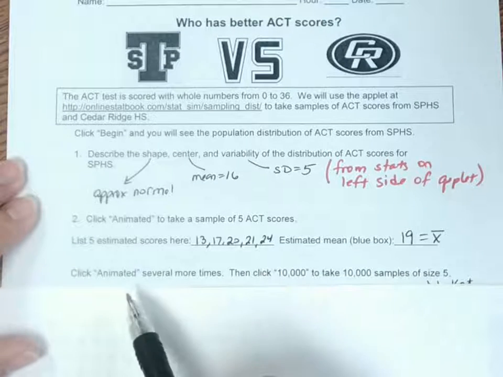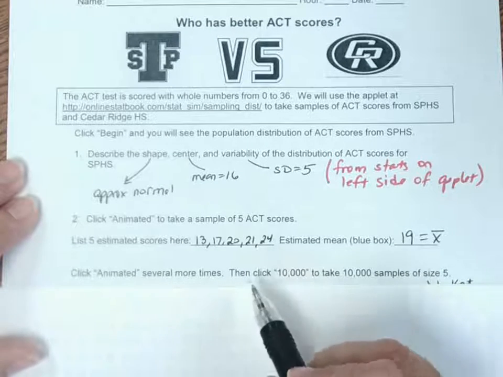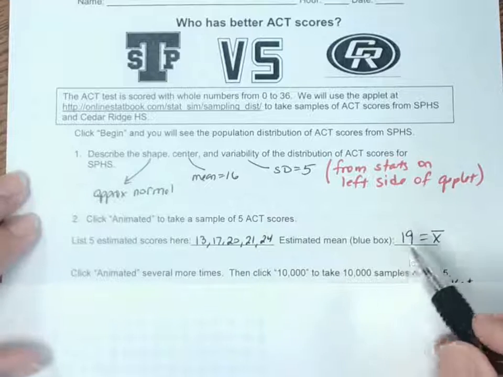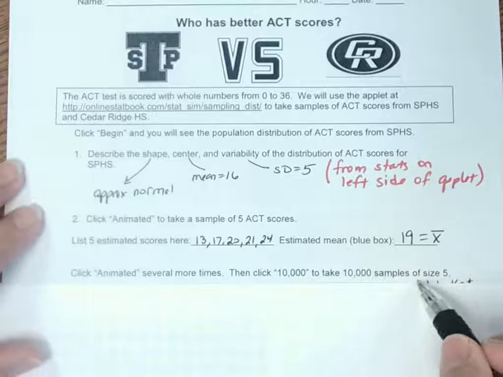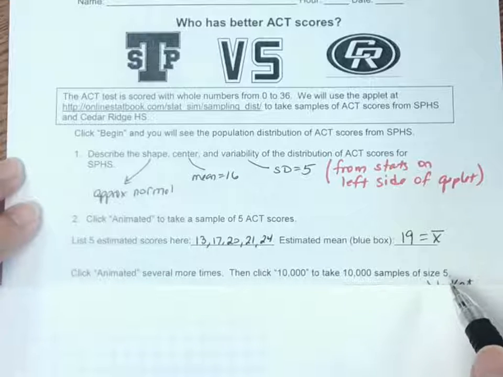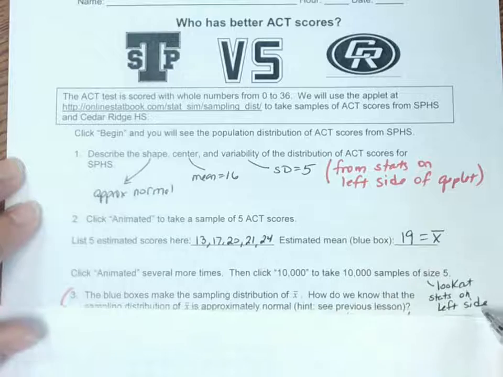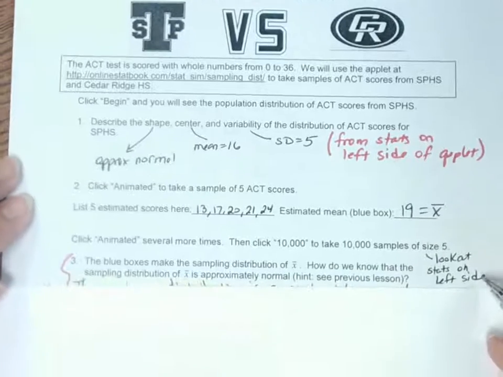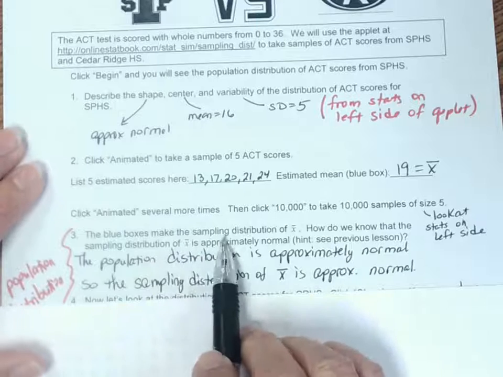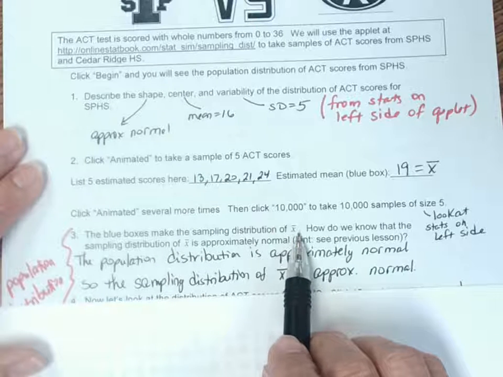I then clicked animate several more times, and I changed it to 10,000 instead of 5. So it's going to take 10,000 samples, where each sample is 5 test scores. And again, look at the stats on the left-hand side then. And the blue boxes have created a sampling distribution of X bar.